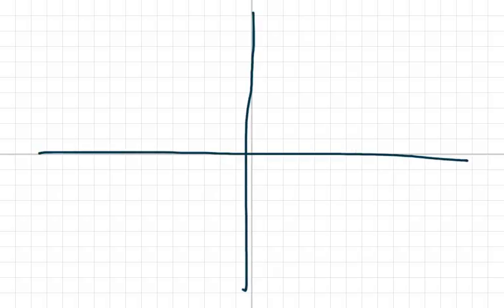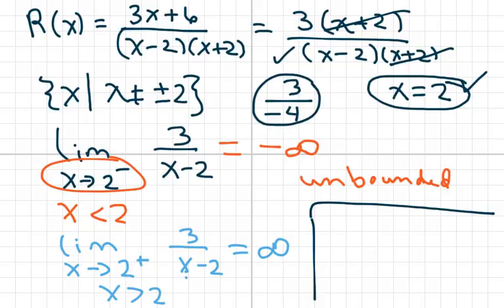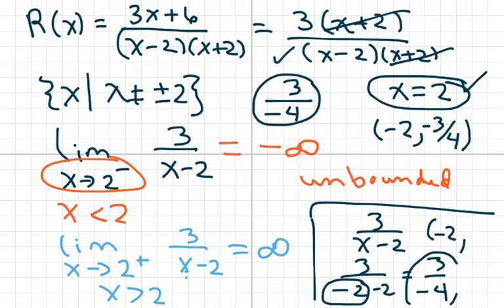Oh, we didn't do our hole yet. So can we fit the hole in there? The hole is where you plug in -2 here. We're going to plug in -2, and we're going to get 3 over -4. So when x is -2, you get -3/4. Basically all I did was take 3 over x minus 2, plug in -2, and I got 3 over -4. So this was my x, and this is my y. Okay, so that's the hole.